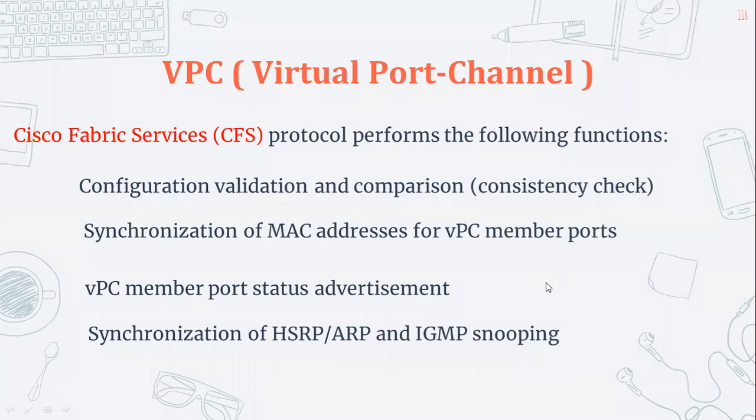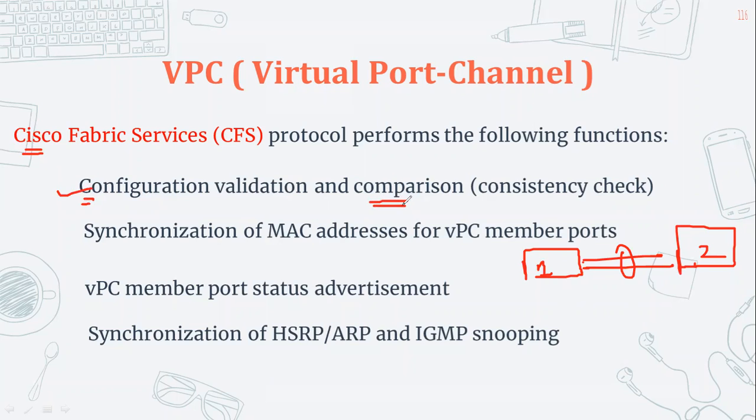Let's say you have your two devices, switch 1 and switch 2, right? Between them is a port channel which is called the peer link, between switch 1 and switch 2, your VPC peer devices. In the background over this peer link, there is a protocol called Cisco Fabric Services running. And what is the use of Cisco Fabric Services? As you can see in the first bullet point, it will do the configuration validation and comparison.